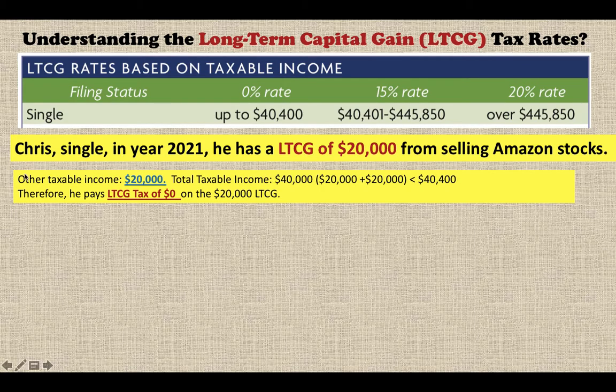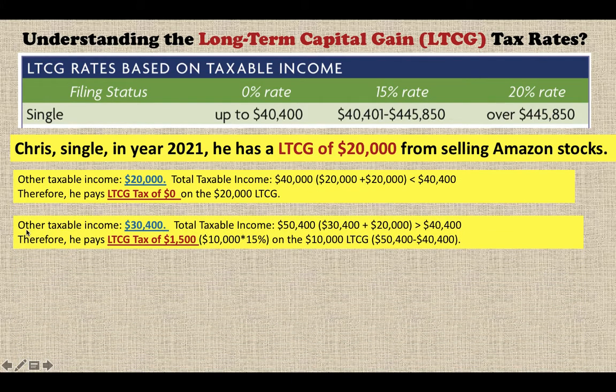Let's say Chris's other taxable income is $20,000. So Chris's total taxable income is $40,000, equal to the other taxable income plus the long-term capital gain. Those amounts are less than 40,400, as you can see here. So in this situation, Chris will pay zero tax on the $20,000 long-term capital gain. However, he still has to pay income tax on the other $20,000.